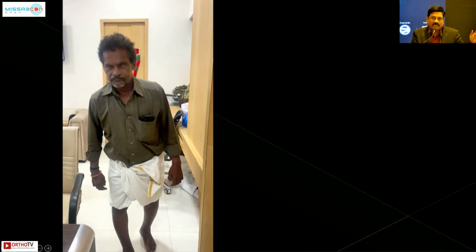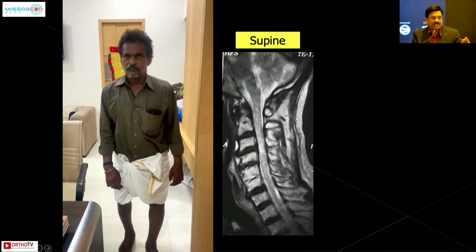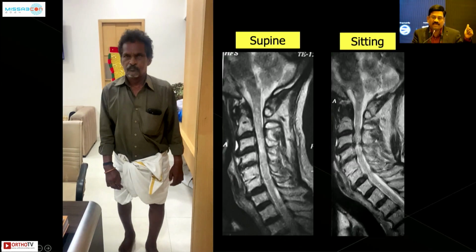Coming back to the original patient whom we initially presented, you can see the signal change which is there at the 3-4 level, but if you subject this patient to the sitting MRI, you can see a dramatic change which is happening exactly at the level of signal change and causing the cord to compress.